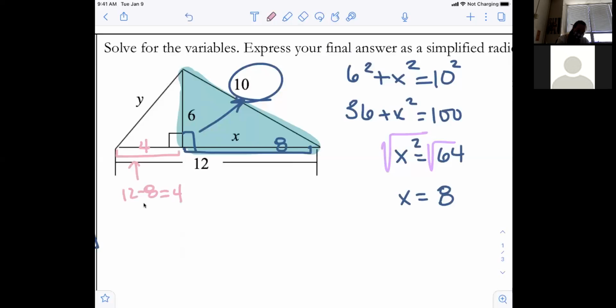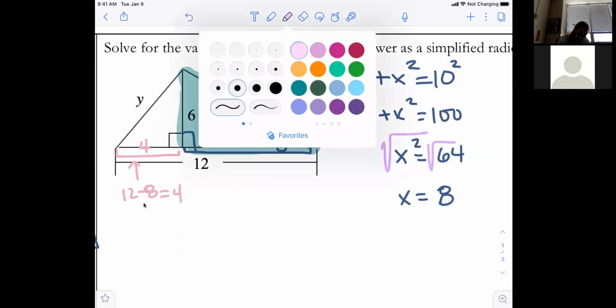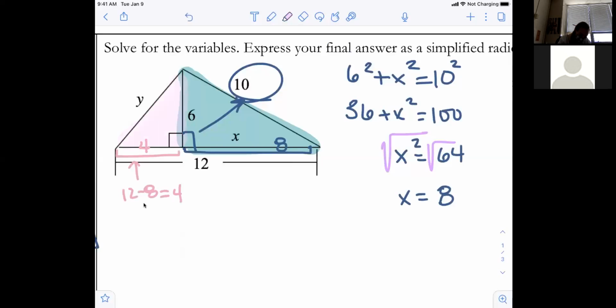And then now I've got another little triangle over here, which is another right triangle, and I can find y. Can someone tell me my Pythagorean theorem if I want to find y of the pink triangle? Awesome. Why is y the hypotenuse? Very good. It's across from the right angle. 16 plus 36 equals y squared.